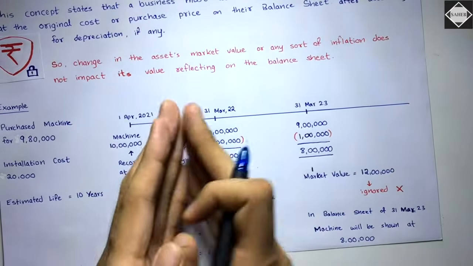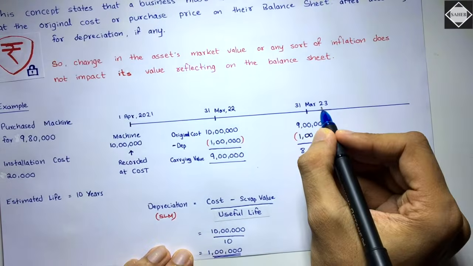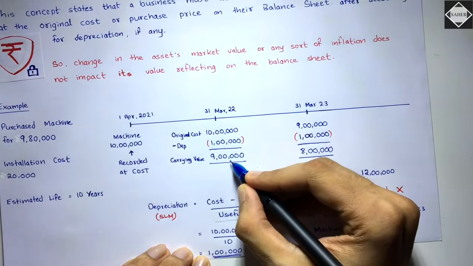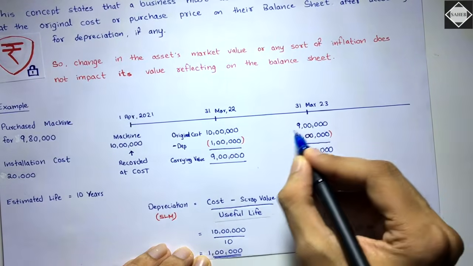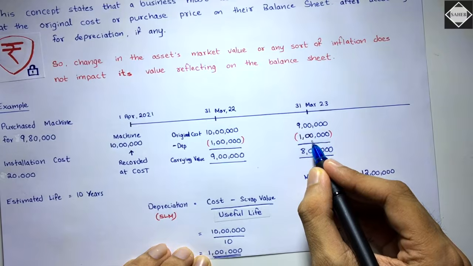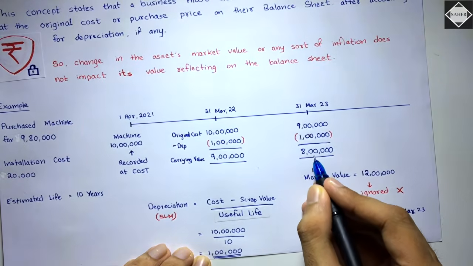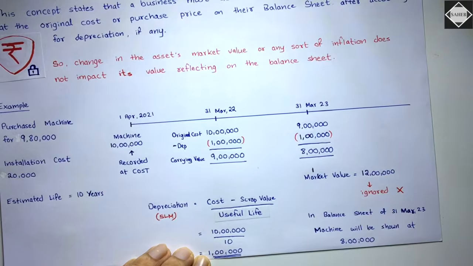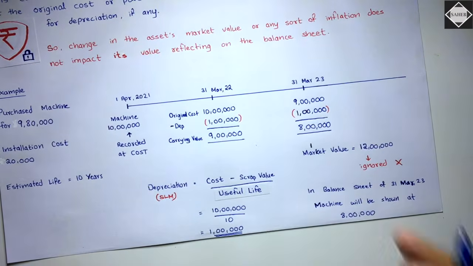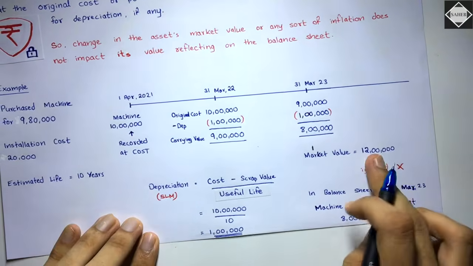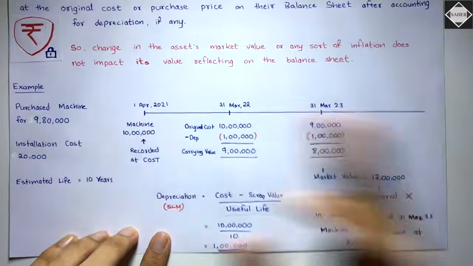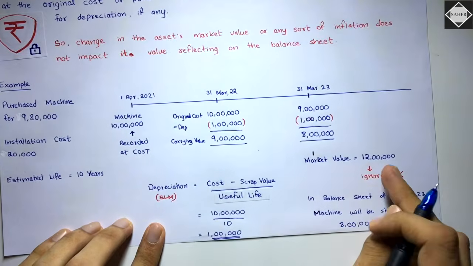And then let's say 1 more year has passed, 31st March 2023. Now what you will do, this 9 lakh is the book value, the carrying value. This you will take again minus 1 lakh depreciation. Now what's the carrying value? What's the written down value, the book value? It is 8 lakh. Okay. And let's just say on the same date, the market value was 12 lakh of that machinery. For some reason, the market value is 12 lakh.